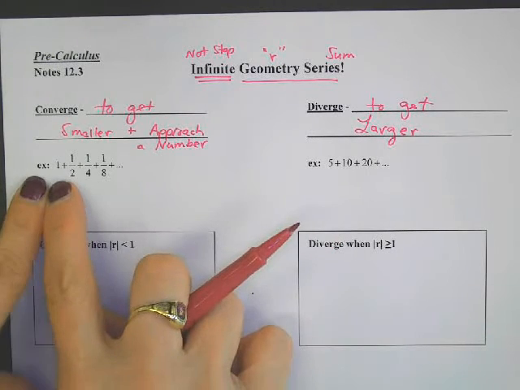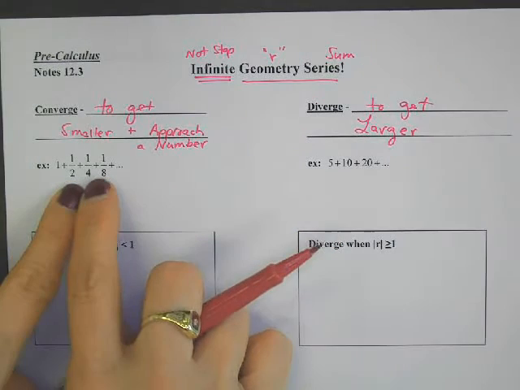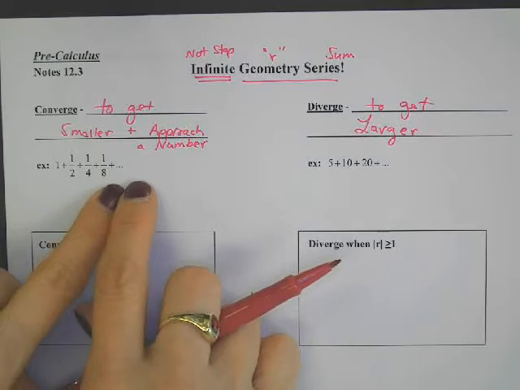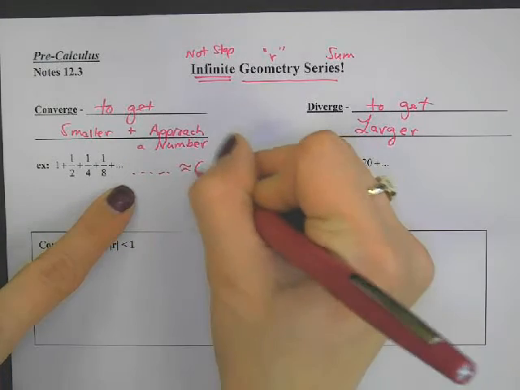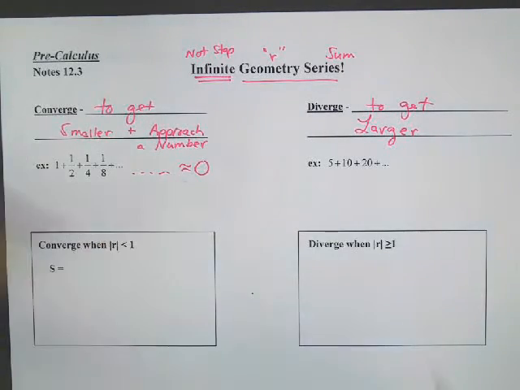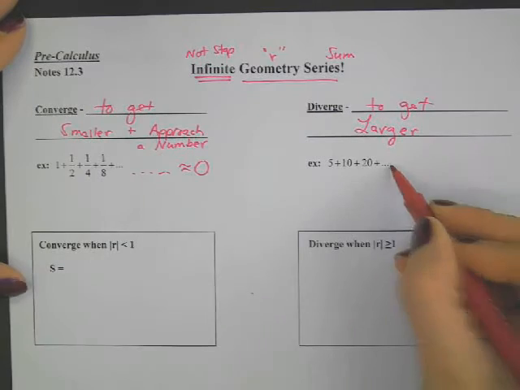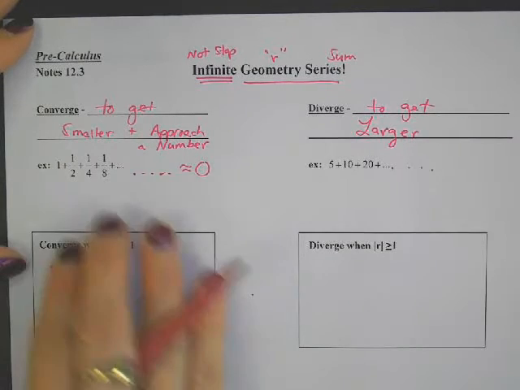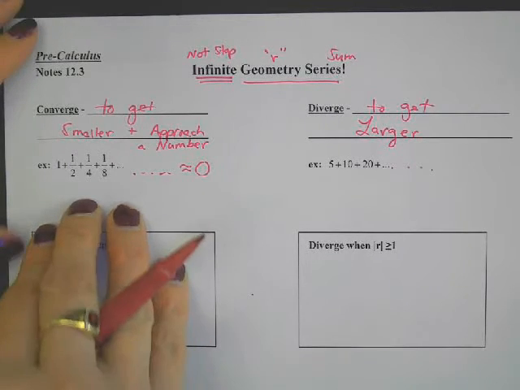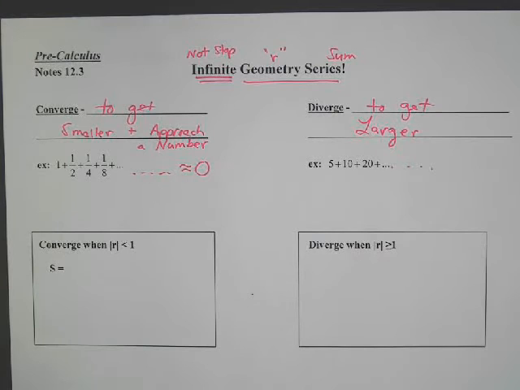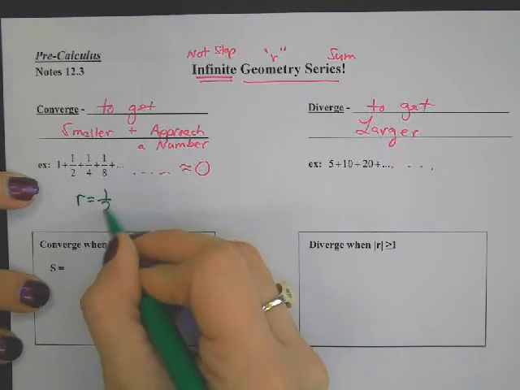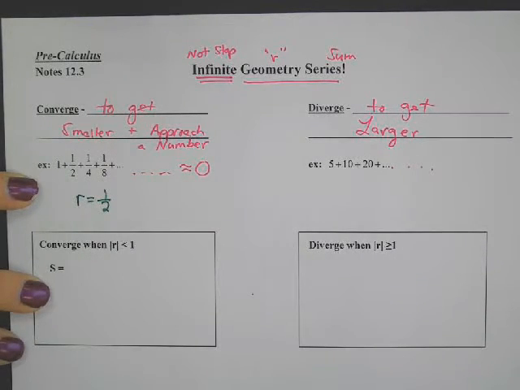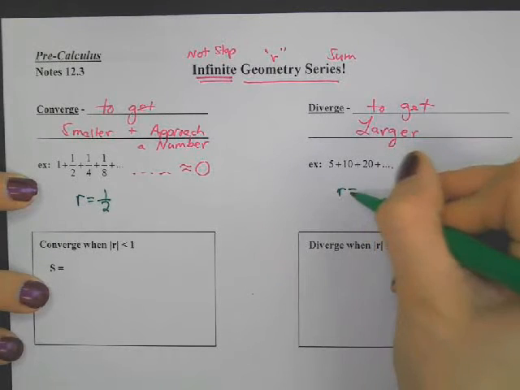Okay, example, 1 plus a half plus a fourth. See how they're getting smaller, smaller, smaller, closer and closer, and then almost getting to 0. But here, 5, 10, 20, dot, dot, I mean, that's just going forever. So how do you know if something's converging, getting smaller, or diverging and getting bigger? Well, you're just going to look at the r value. The r value here, each one is half. That's going to make them smaller. And here, the r value is 2.